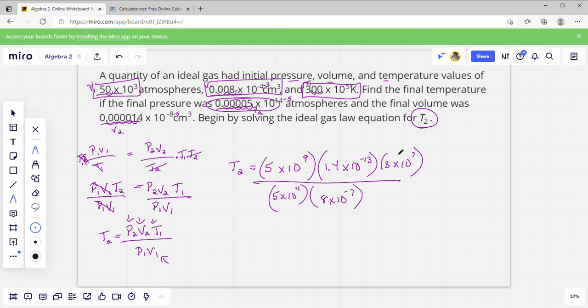Alright, is there anything I can cancel? I can cancel these 5s. Okay, so now I need to multiply right there. 1.4 times 3. 3 times 4 is 12. 3 times 1 is 3, 4. And I get 4.2. So on my top, I'm going to have 4.2 times 10. And then I've got 9, negative 13, positive 7. 9 and 7 would be 16. Take away 13 would be 3.